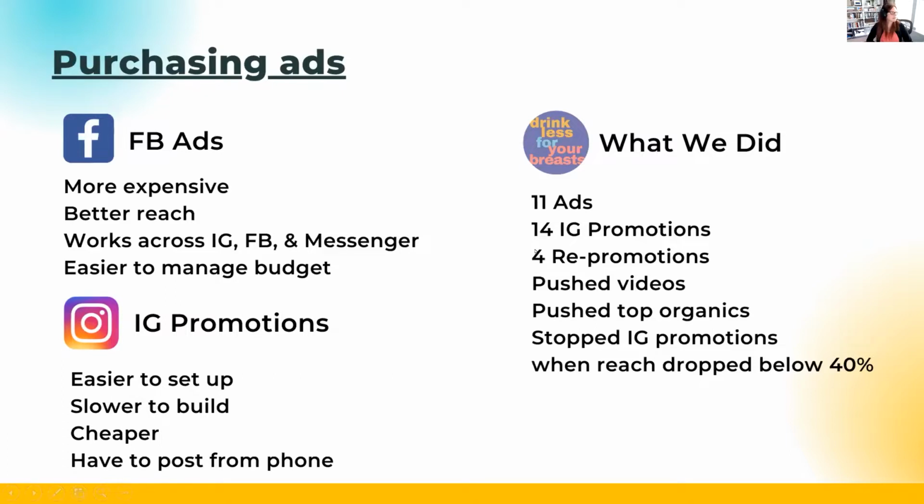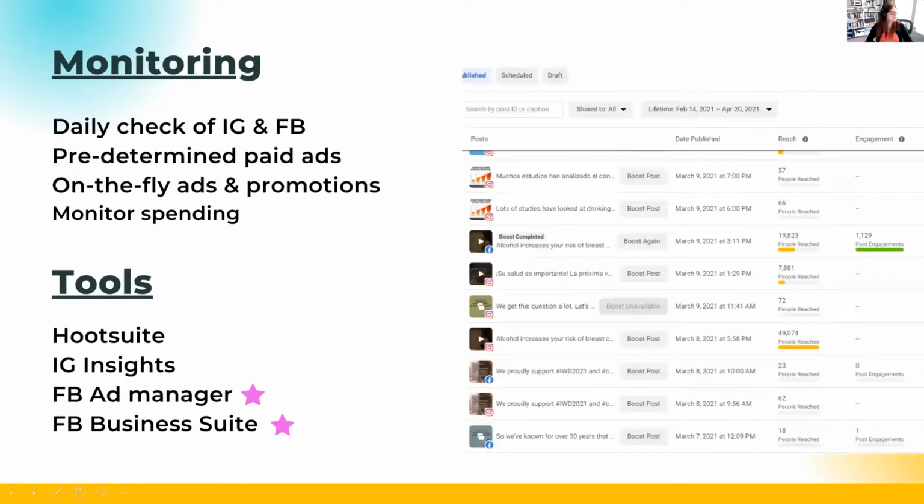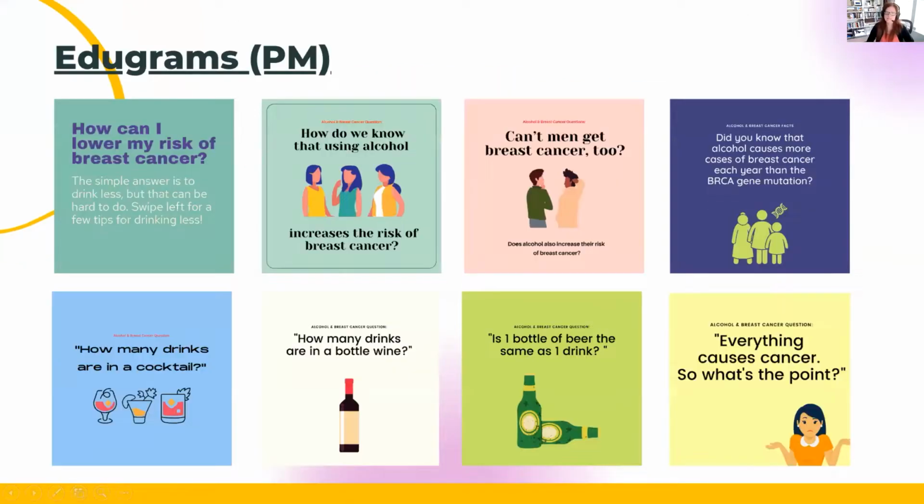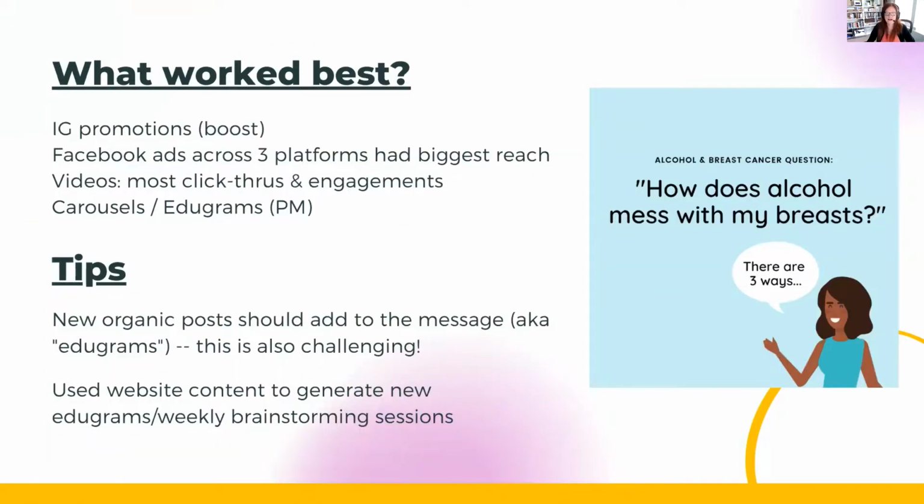So in terms of what worked best, again, I found that over time, Instagram promotions work the best, or what Facebook calls boost. Mostly that was because we did video promotions and we let them run for at least 14 days. And then sometimes if we did a shorter promotion, we would re-promote it. So you'll see in the next slide how those promotions did.